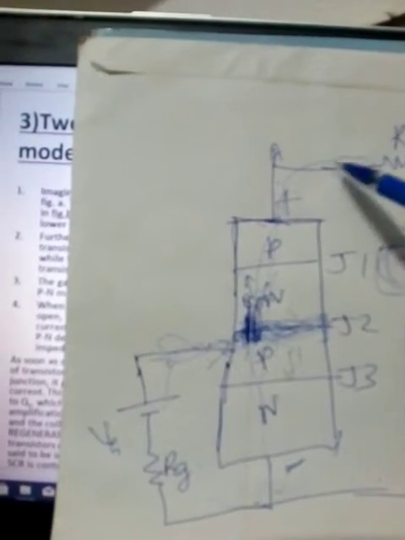Once this SCR is fired, there is no need of gate current because of this high voltage. Once it breaks a junction, then it will force, because by force it will continuously keep the SCR in on state.